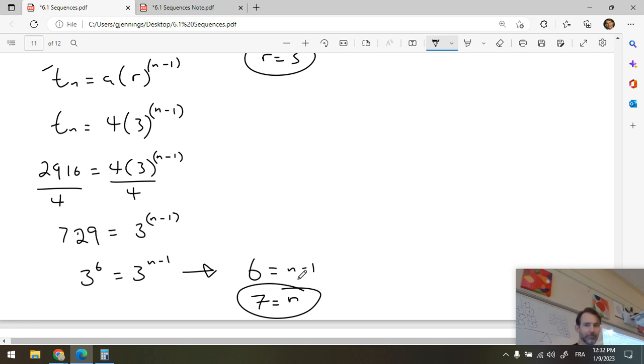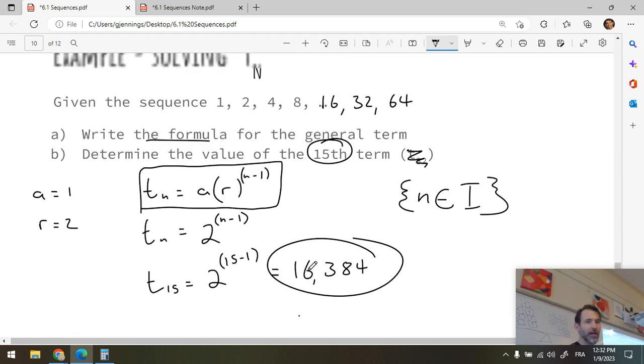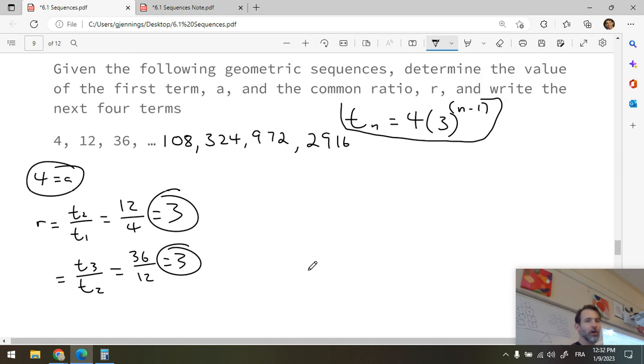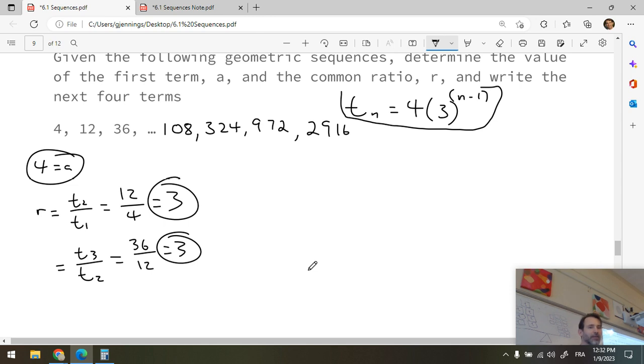That's crazy. How do you think of that? Now, 7 equals n. Let's go back up here and check. There is this sequence. Look at it. There's the same one, and there's 2,916. 1, 2, 3, 4, 5, 6, 7. Oh, it works. How'd you come up with this stuff?